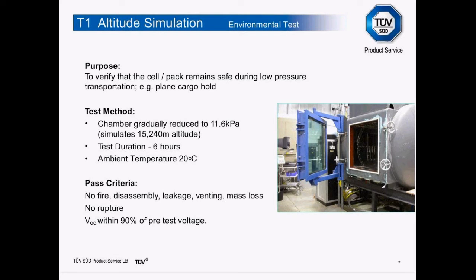So the UN standard requires the mass to remain the same after test as it was before test, and there's quite a tight tolerance. So, for example, it mustn't lose more than 0.1% of the original value. Another requirement is it mustn't rupture, and basically this means a mechanical failure of the enclosure, which would expose the contents of the cell or battery. So that could include electrolyte leakage.